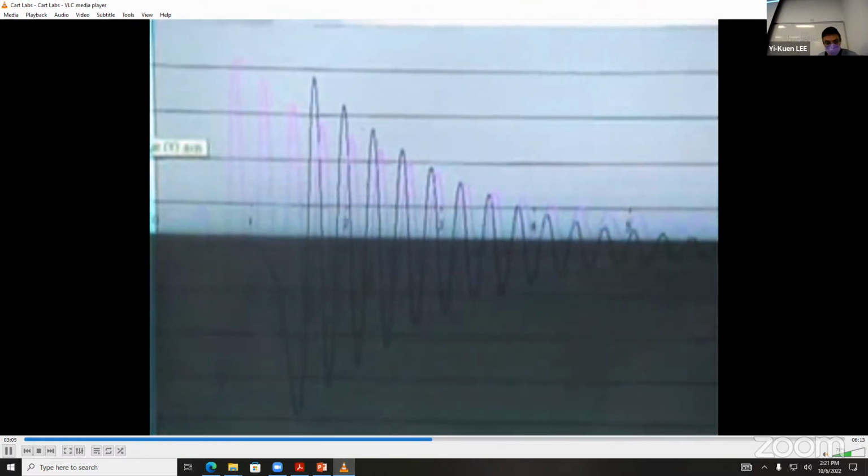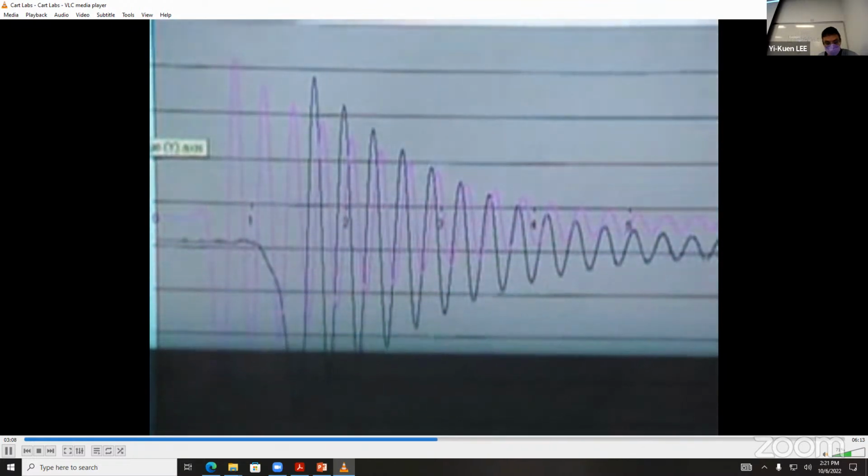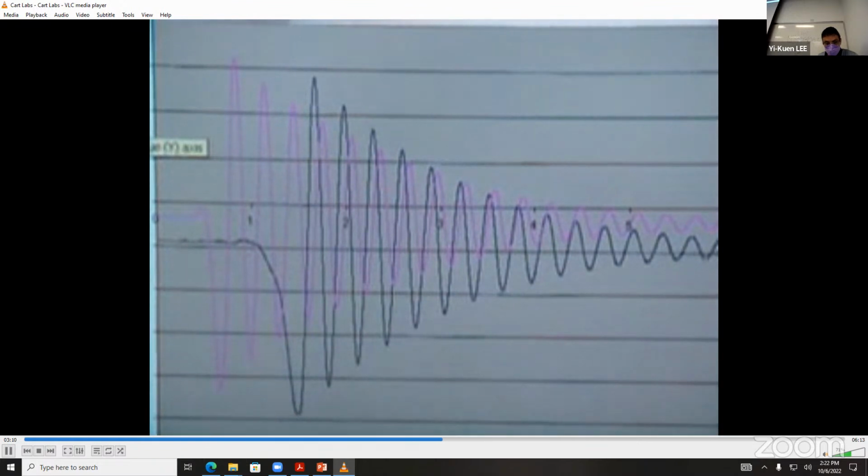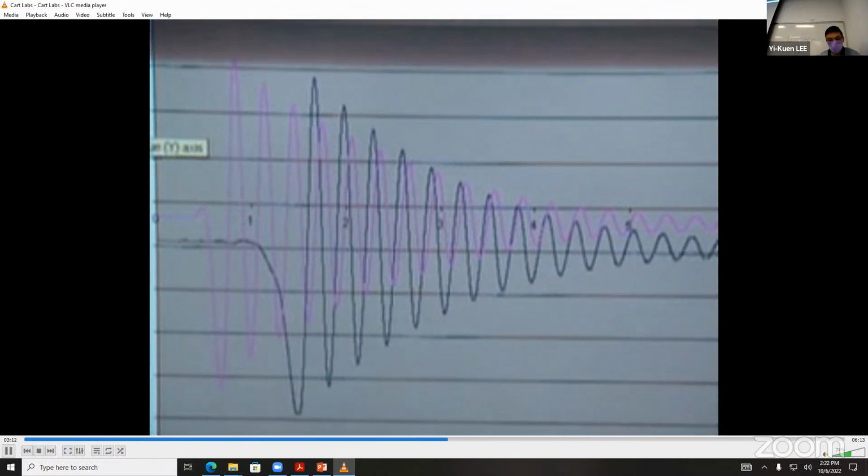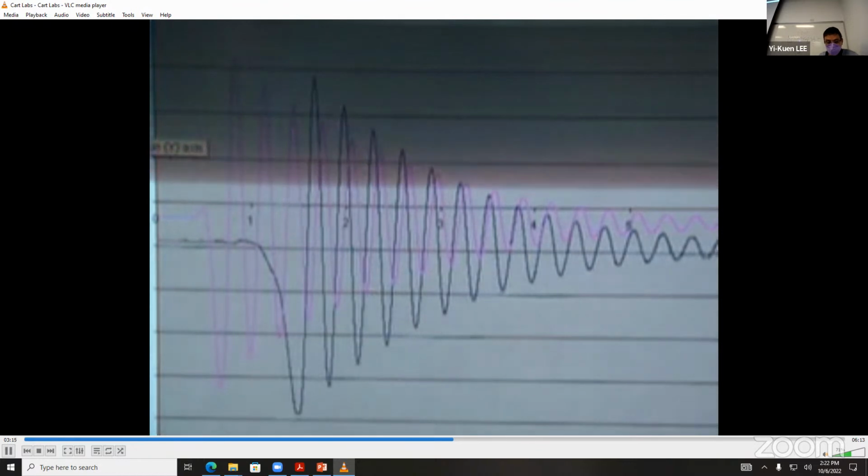All right, so here's the response with the additional mass. Because natural frequency is the square root of k over m, the larger mass will give a smaller natural frequency and thus a larger period.